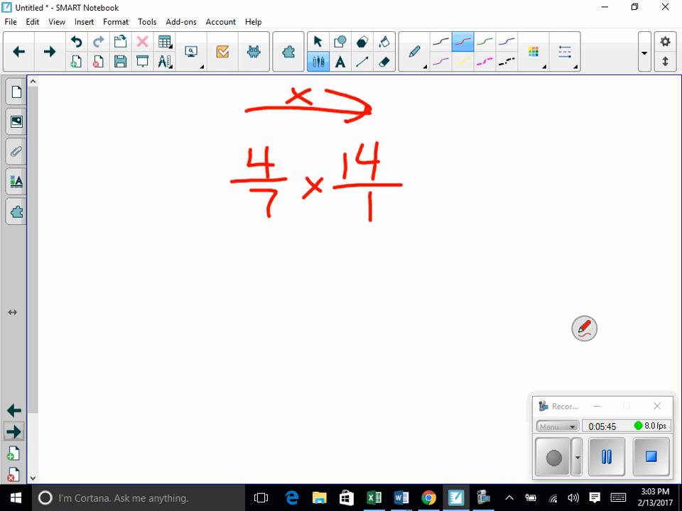All right, on this one, before I multiply straight across, I also like to look at the diagonals and see if any of these numbers can go into each other. Can 7 go into 14? Yes, it can. It can go in 2 times. 7 goes into 7 1 time. Now we multiply straight across, and we have 8 over 1, which equals 8. There's the first one.